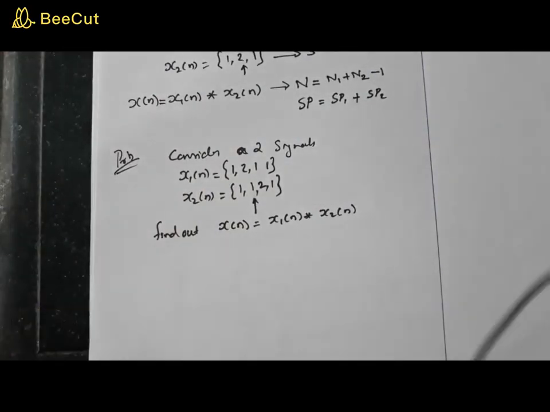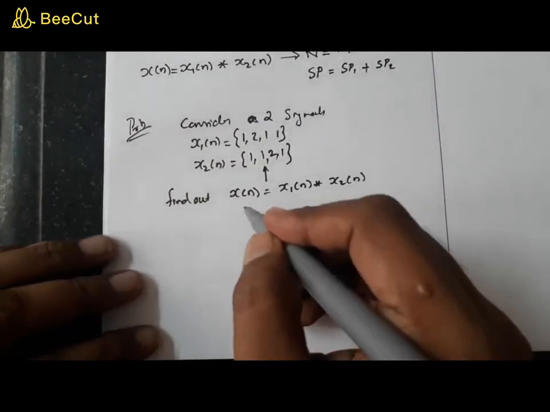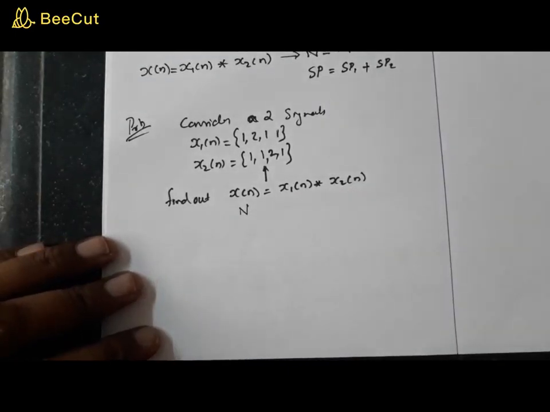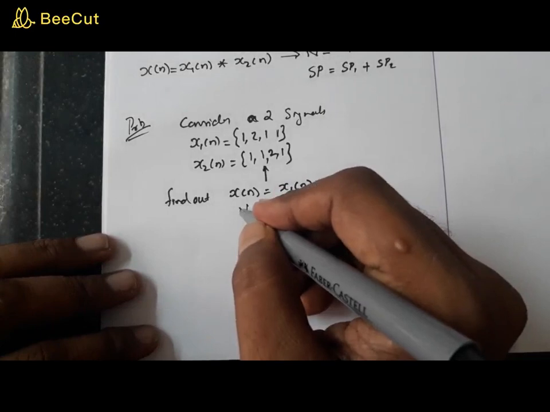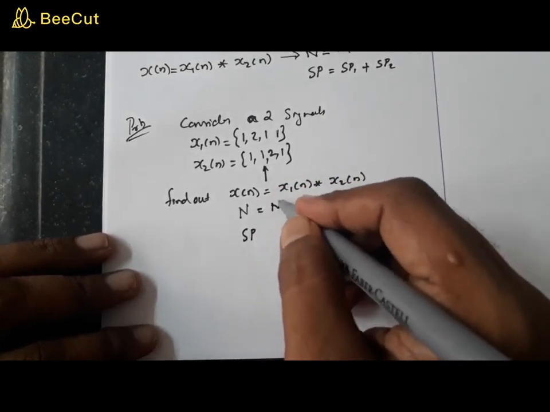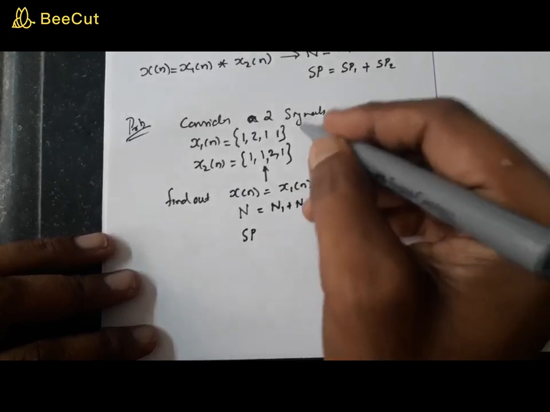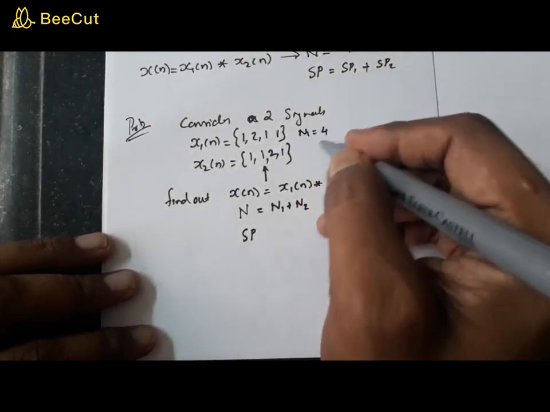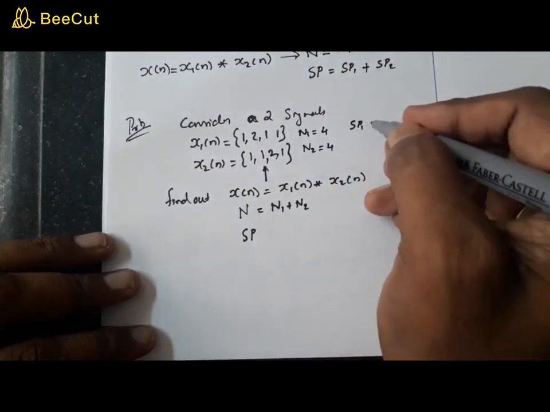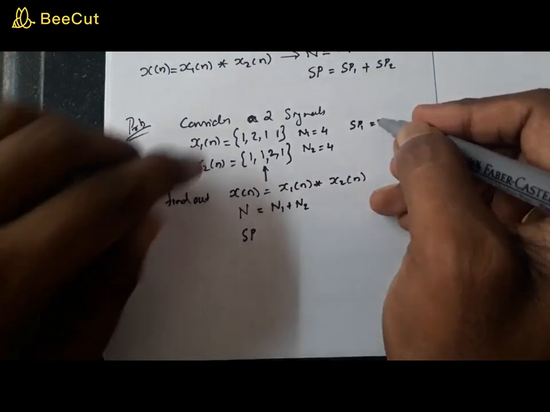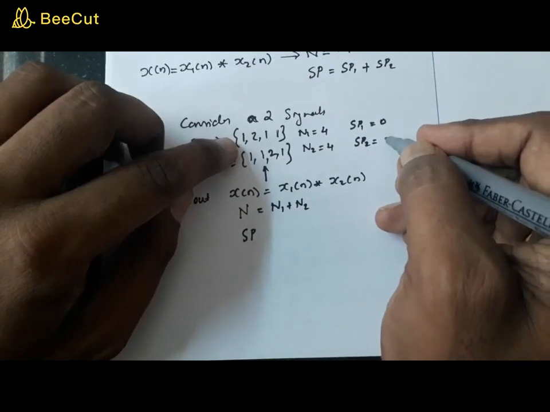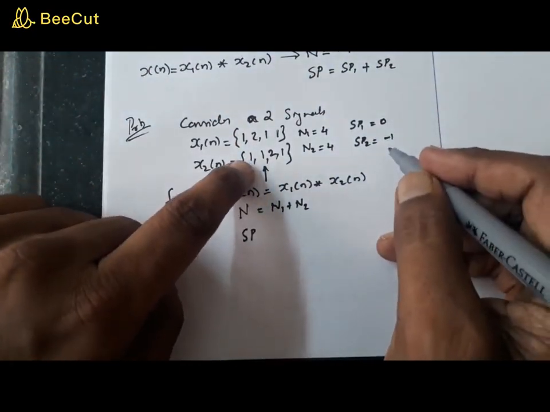Now before proceeding, we should have an idea about the number of samples of this convolved signal as well as the starting point. What is the number of samples? This will be n1 plus n2 minus 1. What is n1 here? n1 is equal to 4, n2 is also equal to 4. What is the starting point? sp1 is equal to 0 in this example, sp2 is equal to -1 in this x2 of n.